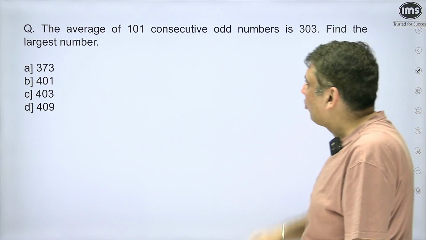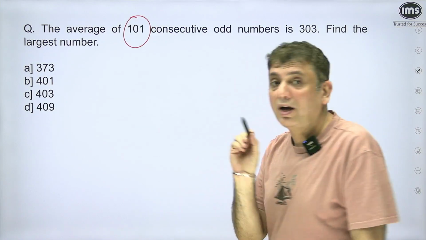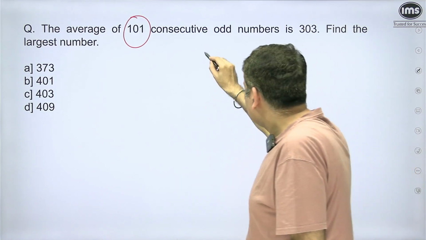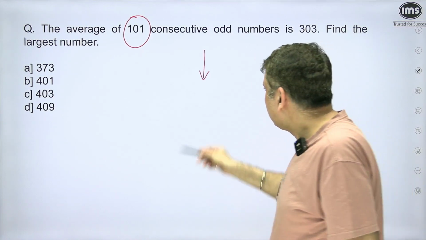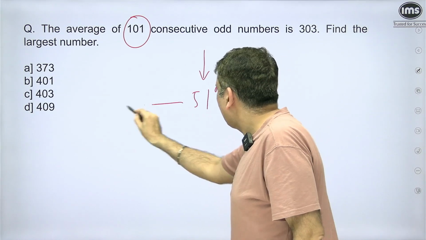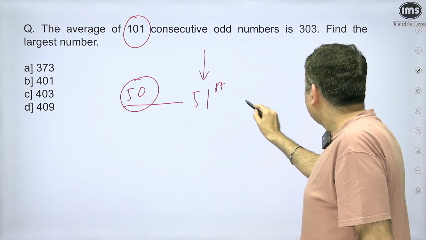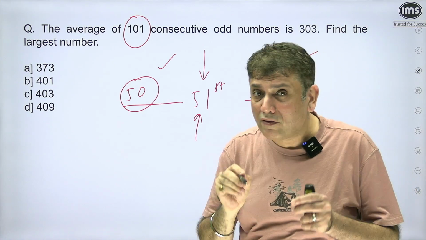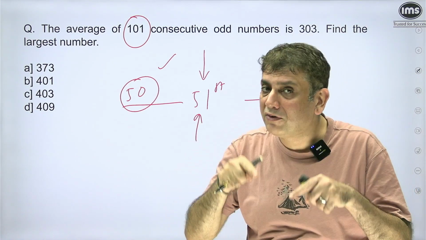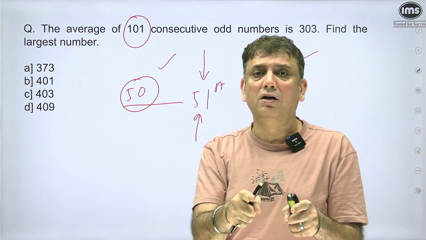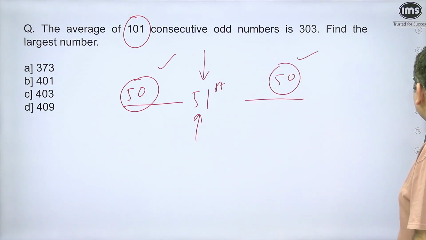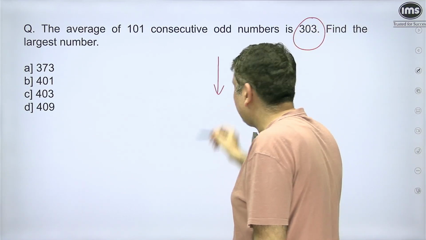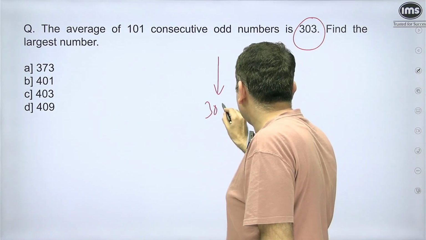Let's now see what we have here. The average of 101 consecutive odd numbers is 303. So the middle term will be what? The middle term will be the 51st term, because on the left there will be 50 terms, on the right there will be 50 terms, 50 plus 50 is 100, and there will be 101 terms. So the average will be the 51st term, the single middle term. Perfectly fine. The average of 101 consecutive odd numbers is 303, so this 51st term is 303.